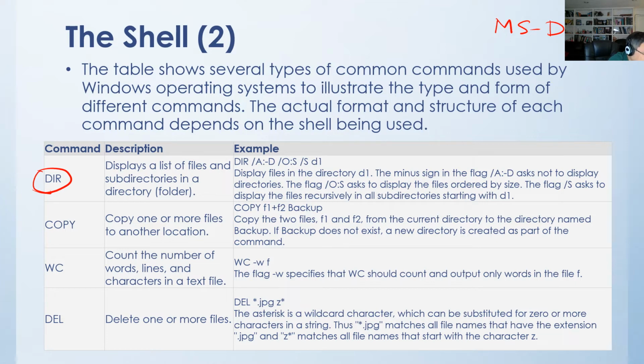or sometimes we call it a folder. If you want to copy a file from one directory to another, you can use the copy command, and del is the delete command, and wc is basically used to count the number of words, lines, and characters in a text file. Now, it depends on the parameters you use after the command. Okay, so that's the Windows DOS command line interface.